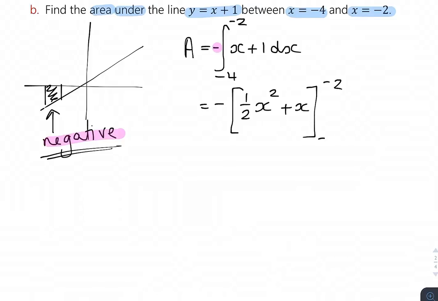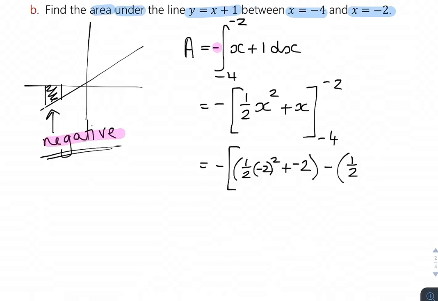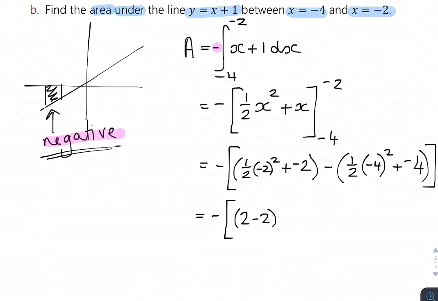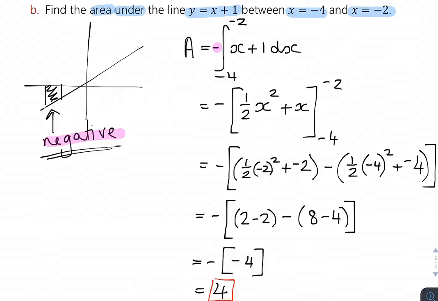So do my integral, half x squared plus x, and then running it between -2 and -4. Substitute in my values, noting that when I actually do these, raising something to the power of 2 means that my negative is going to become positive. So I will get out here a negative 2 plus -2, so 2 minus 2, and then minus 8 minus 4. Simplifying this out, I'll get out -4, but then that negative out the front makes it a positive.